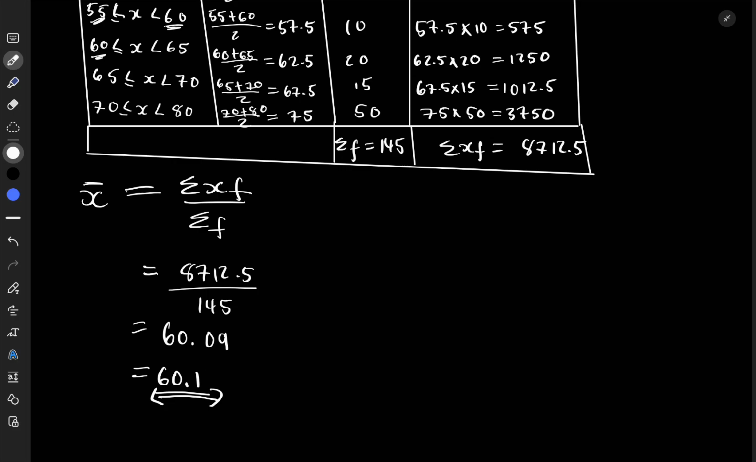I could have put it as 60.09, still fine, 60.09 kgs, 2 decimal places. This will be my final solution, right? Or I could put it as 60.1 kgs.